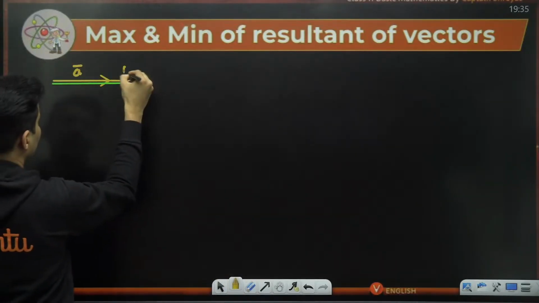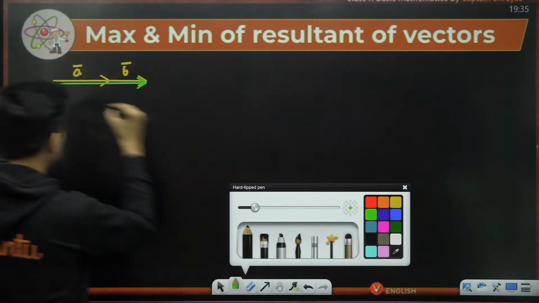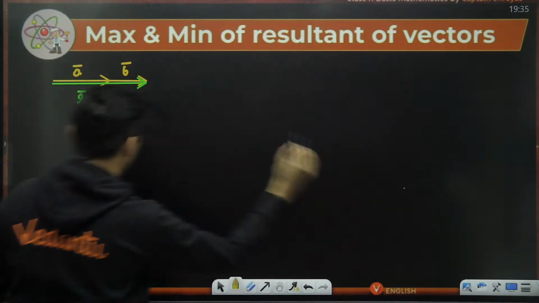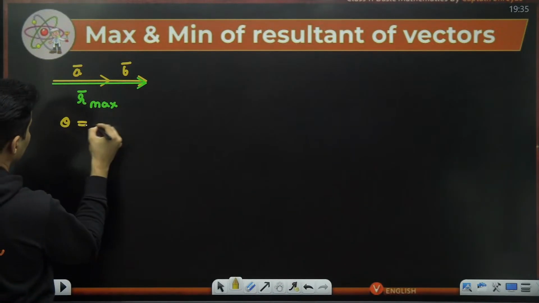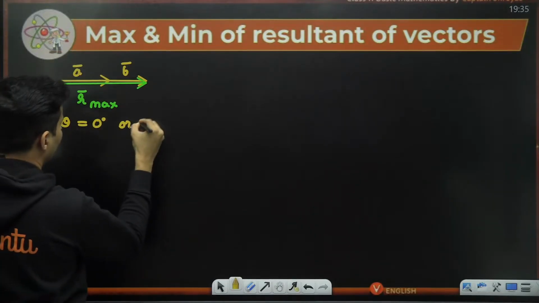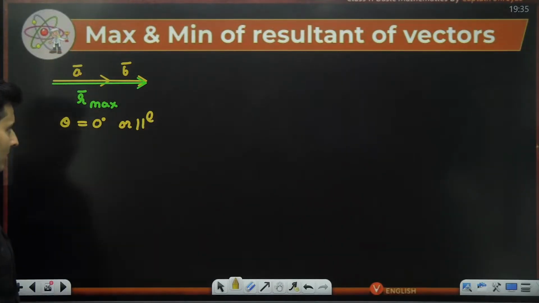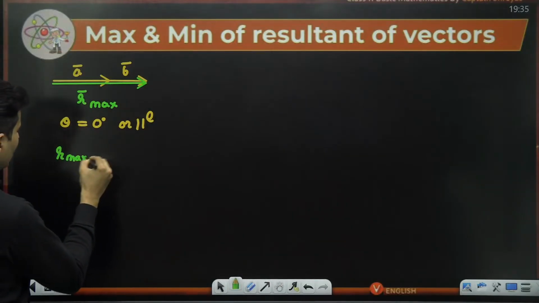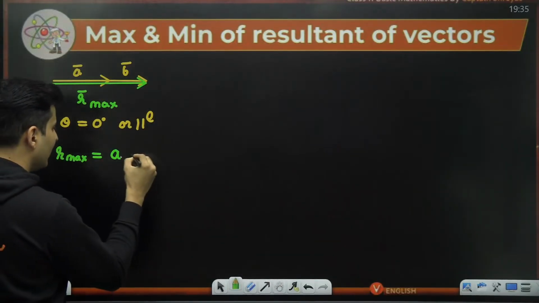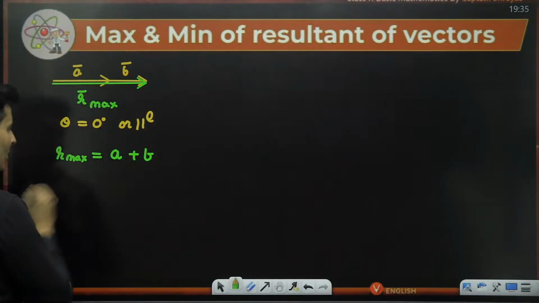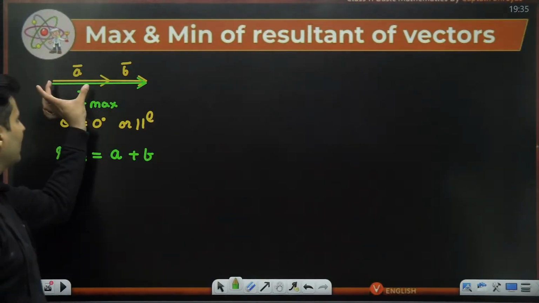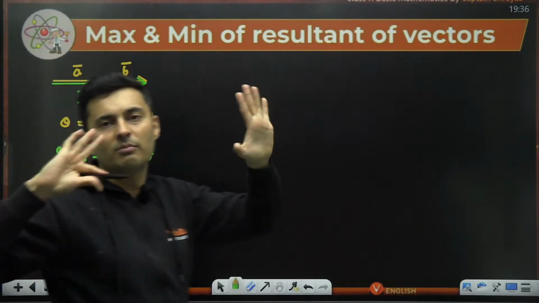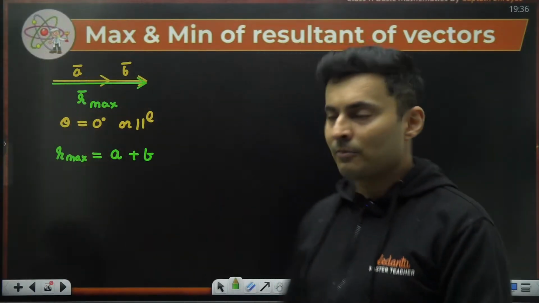This is vector A, this is vector B. This resultant is the maximum possible resultant. The angle between A and B is basically 0 degrees, or they are just parallel to each other. In such a scenario, the maximum value comes out to be just A plus B. Okay, just A plus B. Take the magnitude of A, take the magnitude of B, and just add them. That is the maximum possibility that you can ever get.